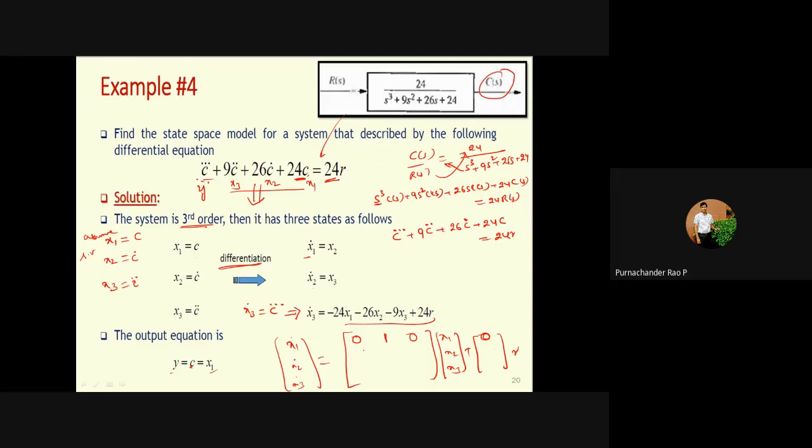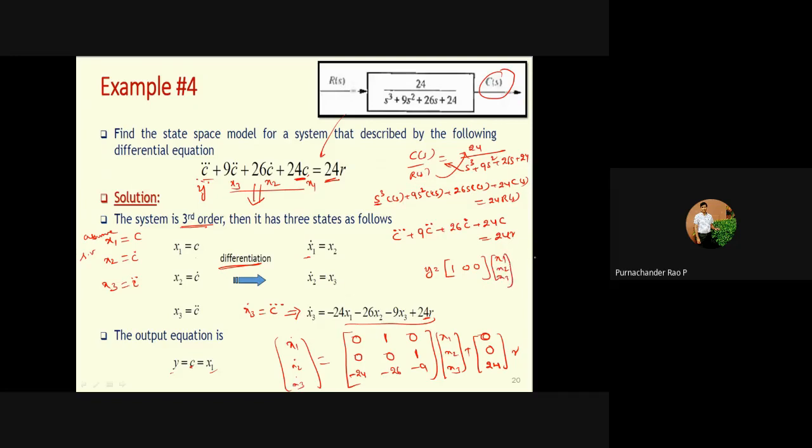Next, x2 దగ్గర ఏముంది, only x3: x1 is 0, x2 is 0, x3 is 1. And your input also 0. ఇక్కడ చూడండి, x3 దగ్గర x1 term is -24, -26, -9, and this input is also present here. This is 24. Okay, so this is the state equation, and your output equation is y is equal to 1 0 0 times x1, x2, x3.